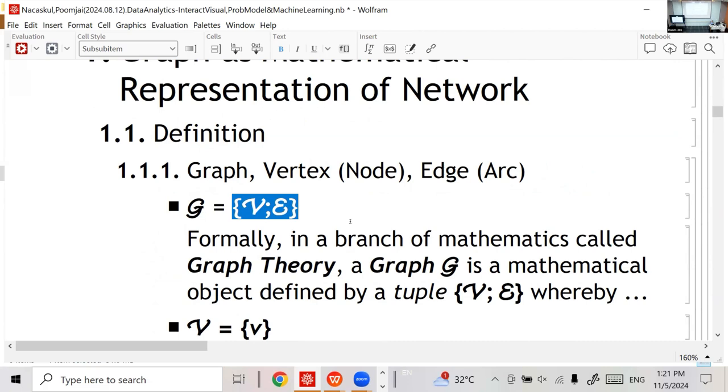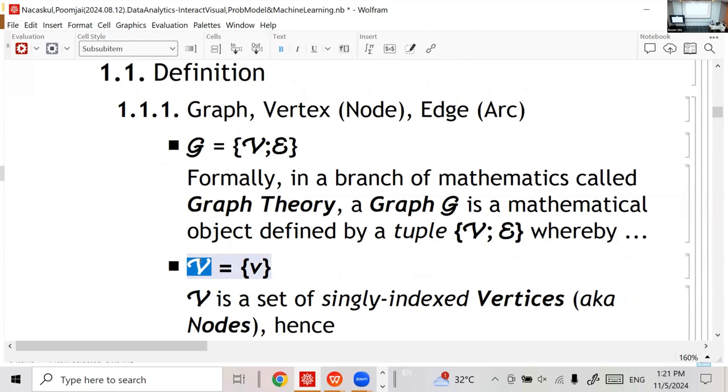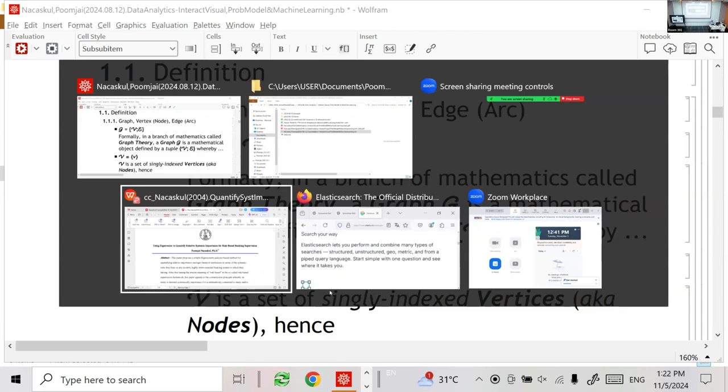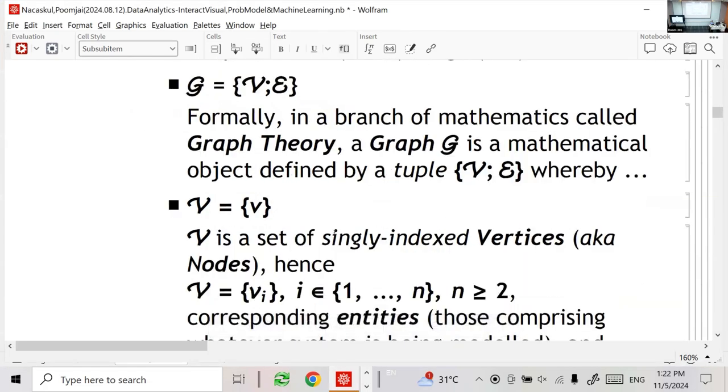It's defined by two collections. The first collection is called V. Big V is a collection of little v. Okay? Little v are what's called vertices. Now, there's another word called nodes. Okay? There's another word called nodes. So, well, I'll come back. Right now, you don't have a picture. So, nodes.